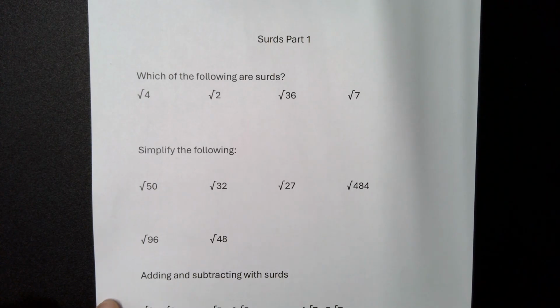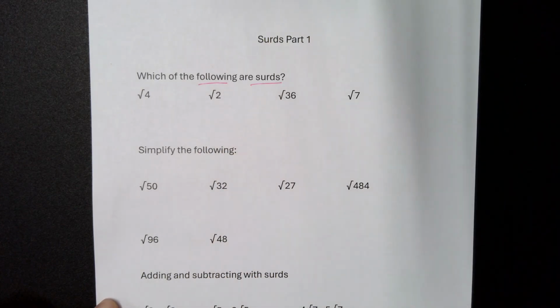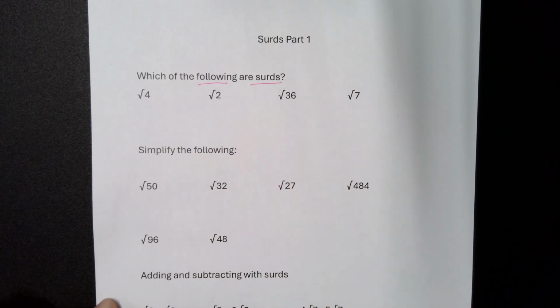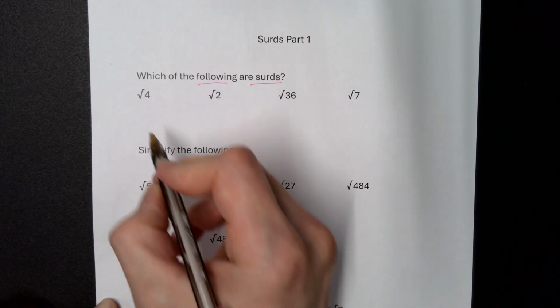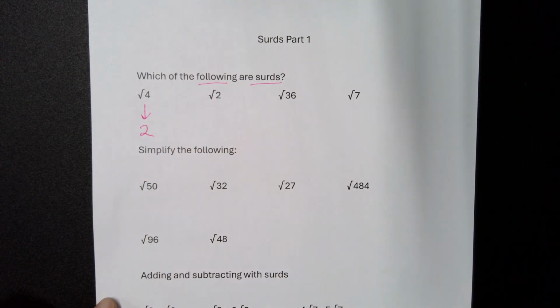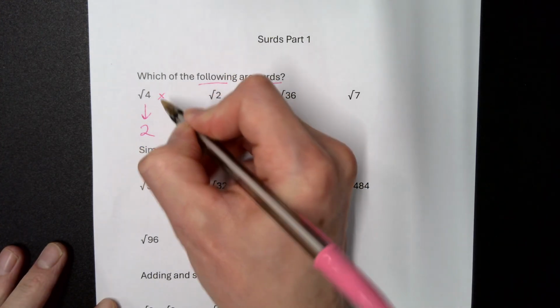So we're going to start off with which of the following are surds. They're all written as a square root of each number. Okay, so the square root of 4 we know is 2. It gives us a whole number, there's no decimal answer, so this here is not a surd.